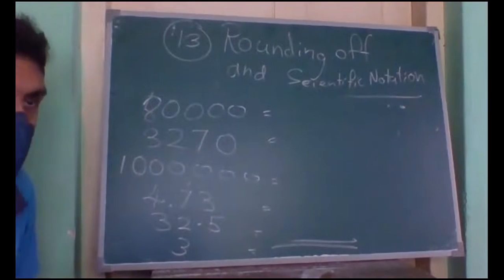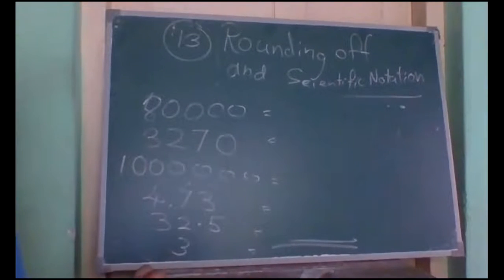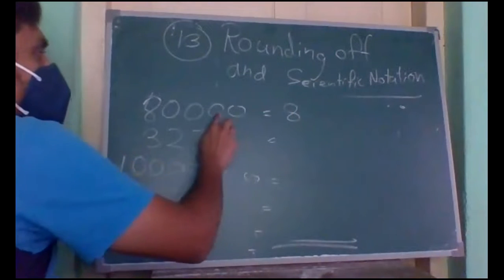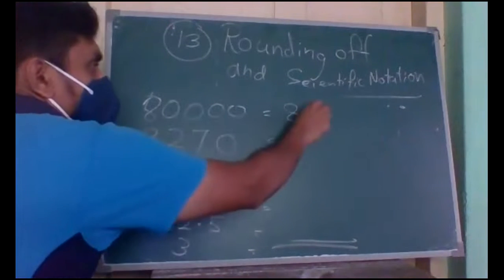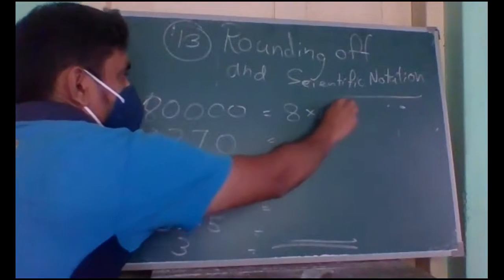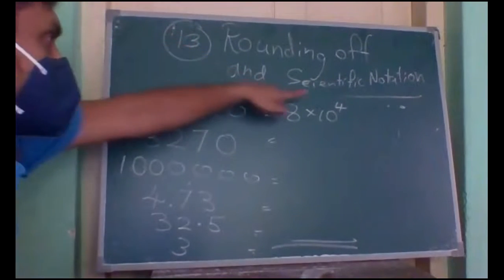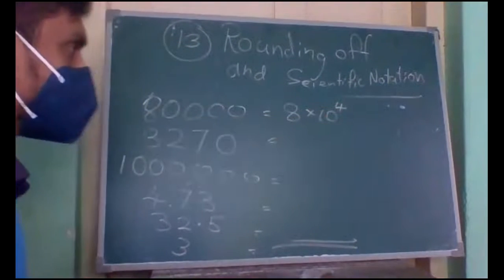Right. 80,000. 8 into 10 to the power 4, counting 1, 2, 3, 4. That means you can count the zeros and write down the power.